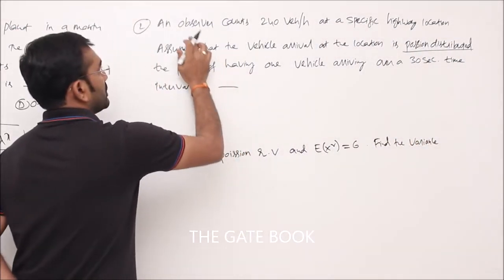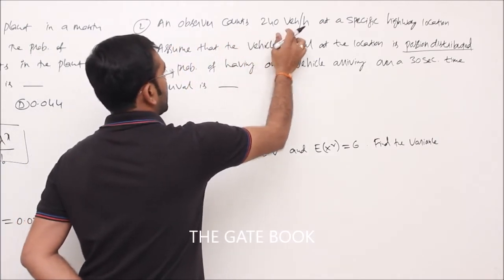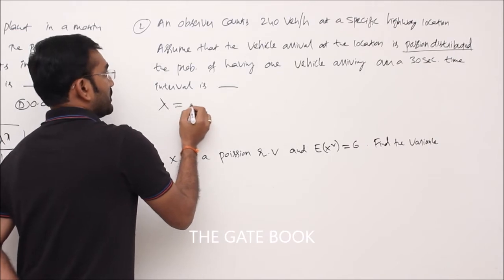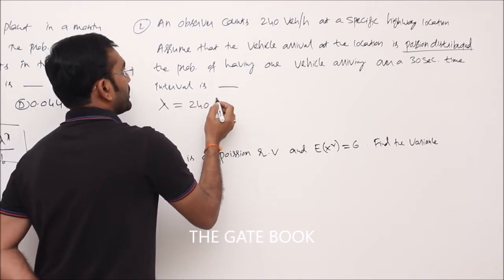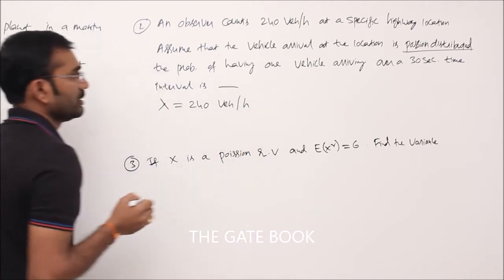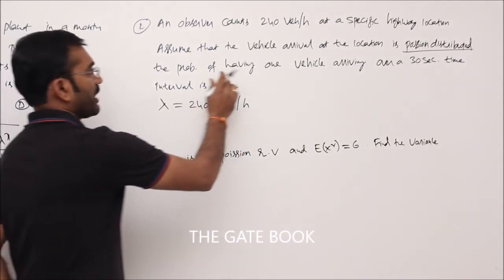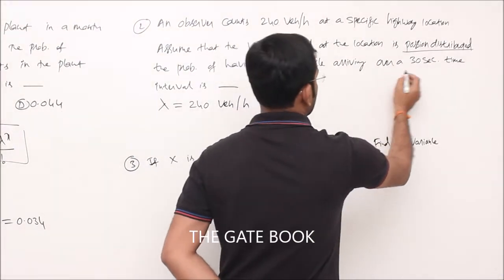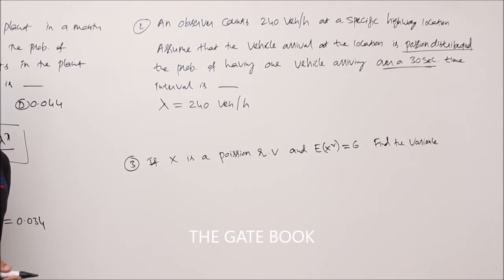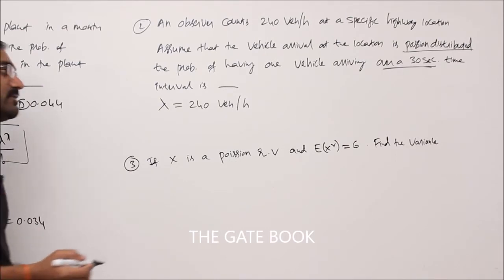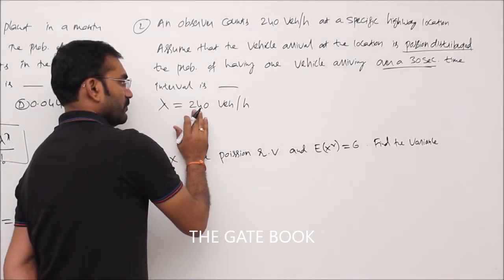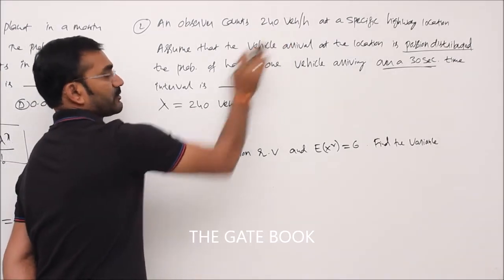So here, the observer is counting 240 vehicles per hour. So this is a lambda here. Lambda is 240 average value, 240 vehicles per hour. But here we require the probability of having one vehicle arriving over a 30-second time interval. That means we have to find out the lambda value per 30 seconds. So this is a lambda value per 1 hour.